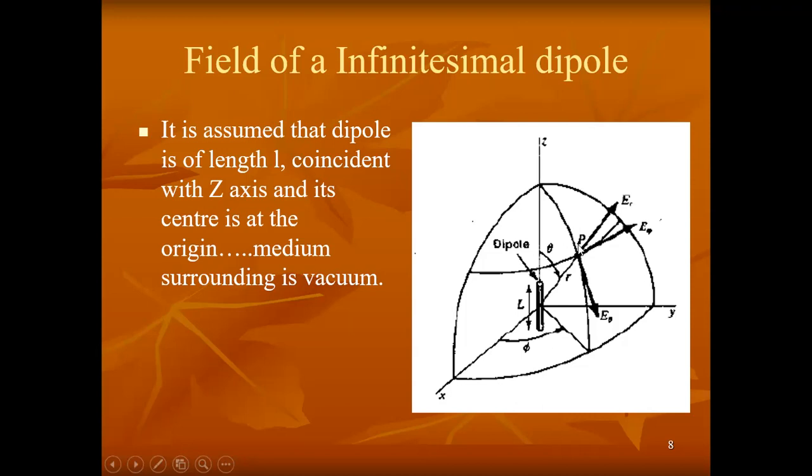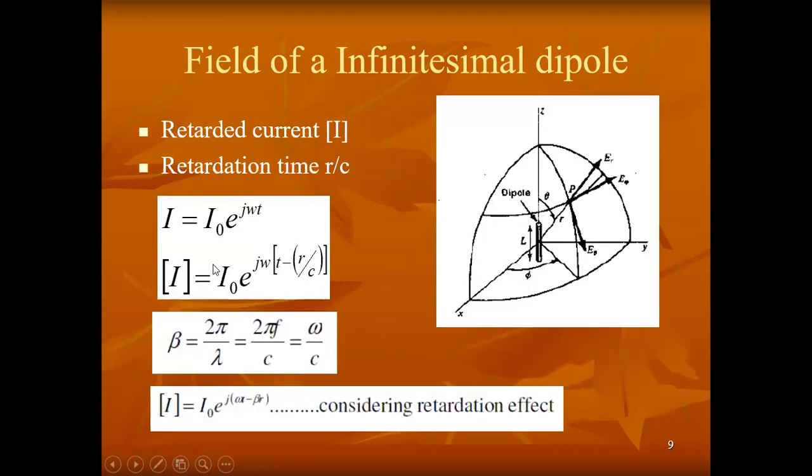Now we can take a point P. Here we are finding out the radiation at this particular point in a vacuum surrounding. Current I is flowing through the antenna. We will go for the simple current equation and elaborate on it. I will not explain the entire derivation, only the important parts.